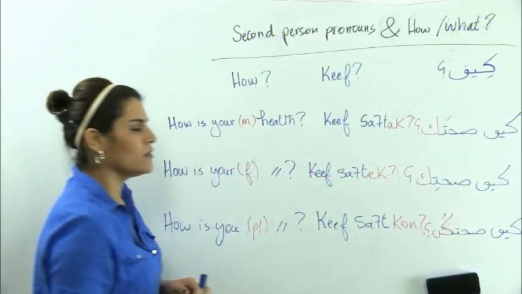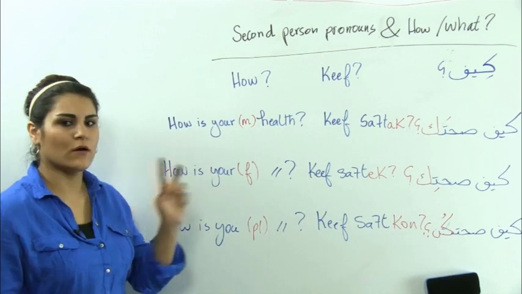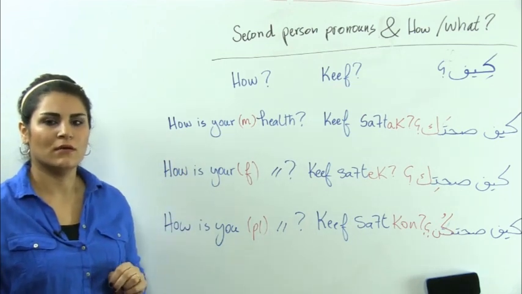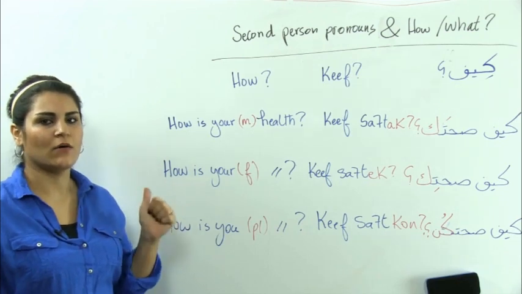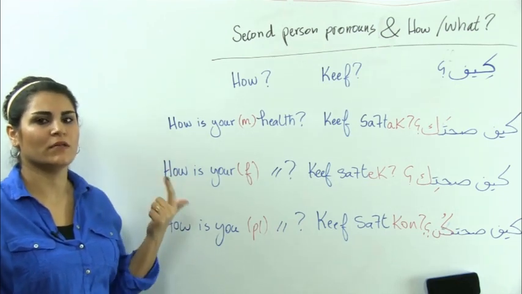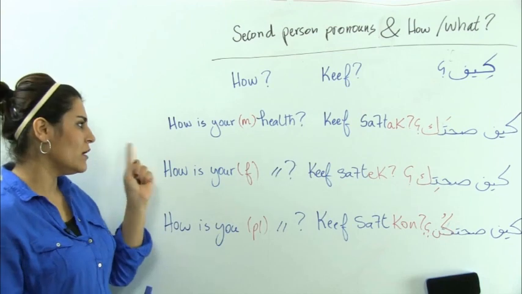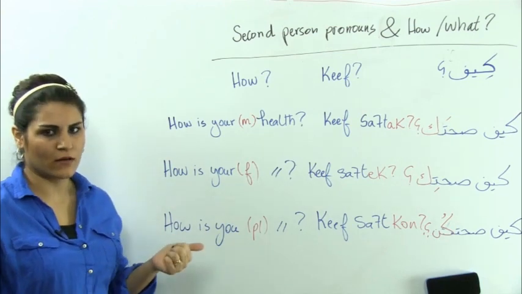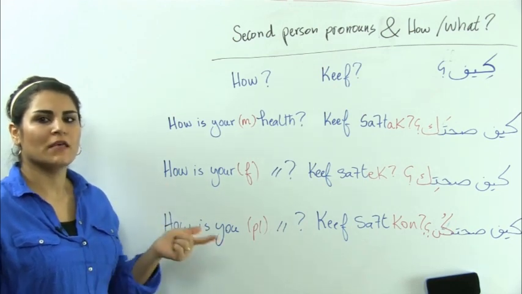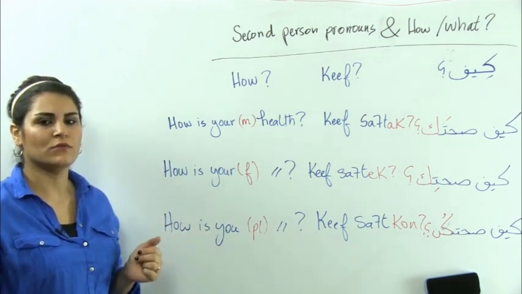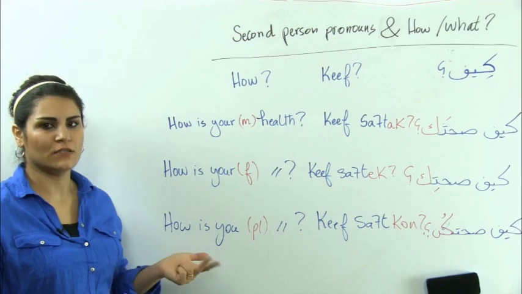Okay, so now this is the second question using كيف. We started with how are you: كيفك masculine, كيفك feminine, كيفكن plural. And now the second one is how is your health. Talking to a man, كيف صحتك, to a woman كيف صحتك, and to a group of people كيف صحتكن.